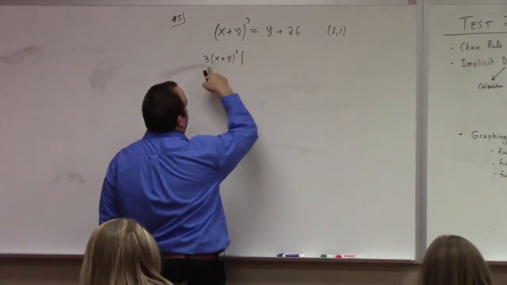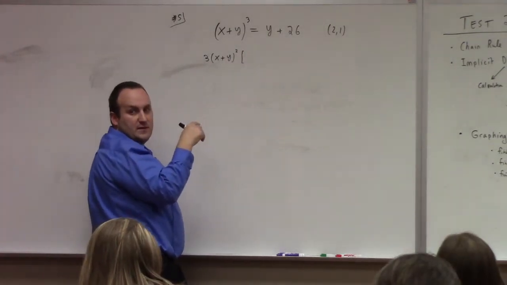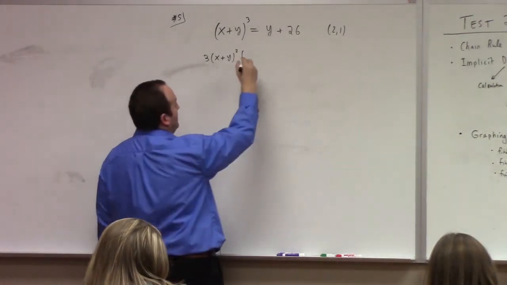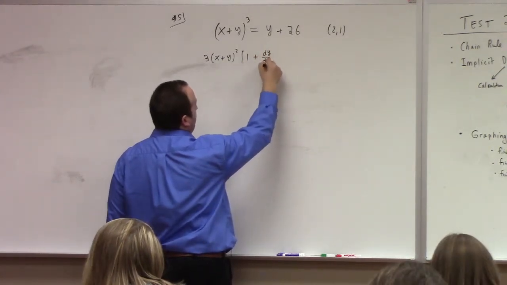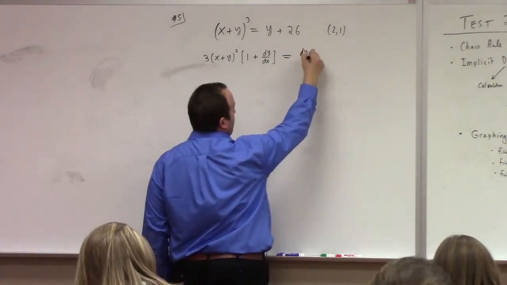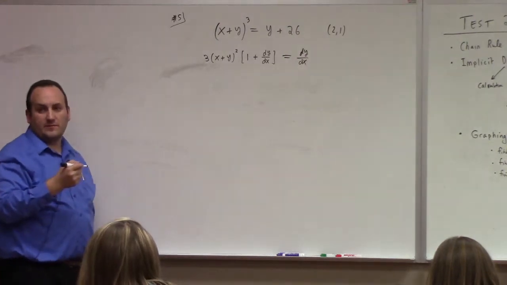This is 3 times the function squared. Then I have to multiply by the derivative of the inside function. Here, the inside function is x plus y, right? So that gives me 1 plus dy dx. And then on the other side, we just get dy dx, right? Are you okay up to there?